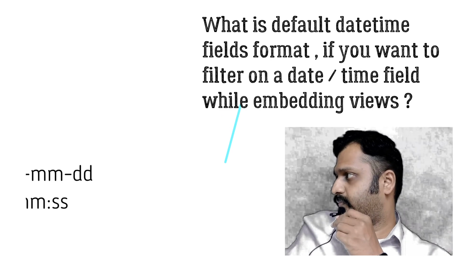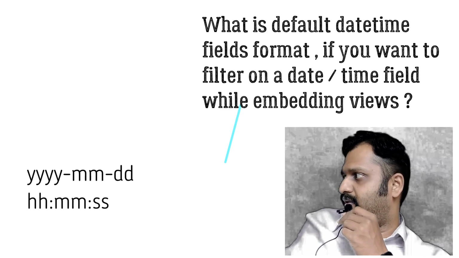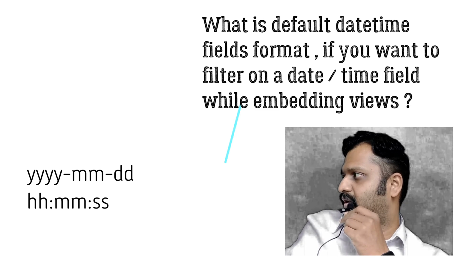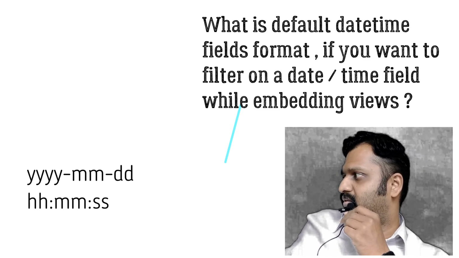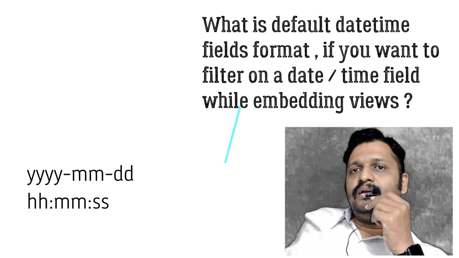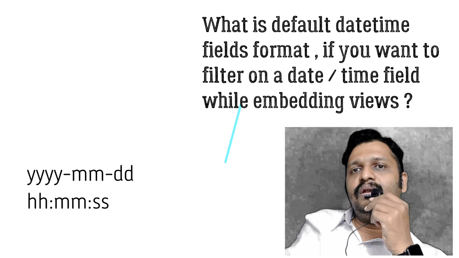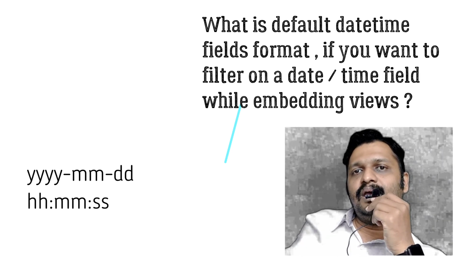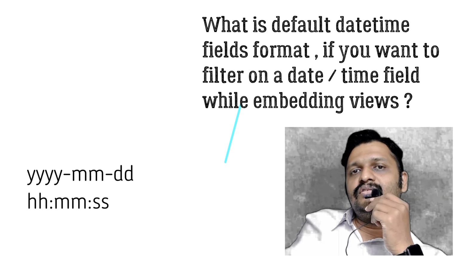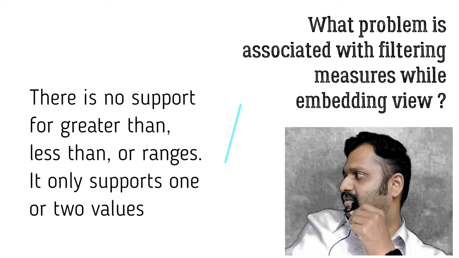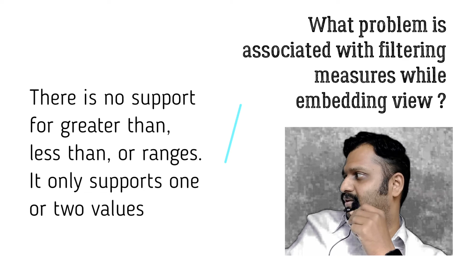Next question. What is the default date frame field format? If you want to filter on a date or time field while embedding views, the default date frame field format is YYYY-MM-DD HH:MM:SS.